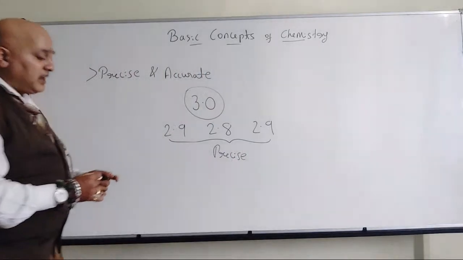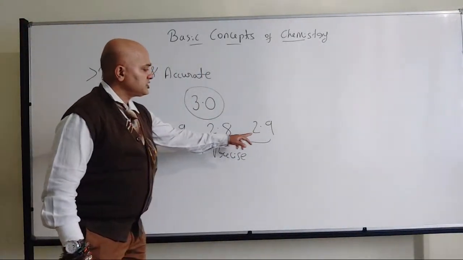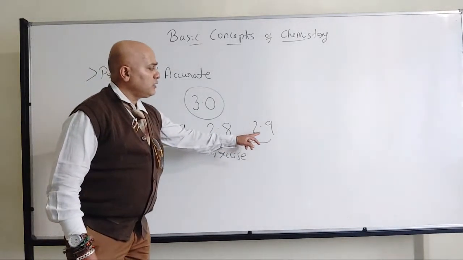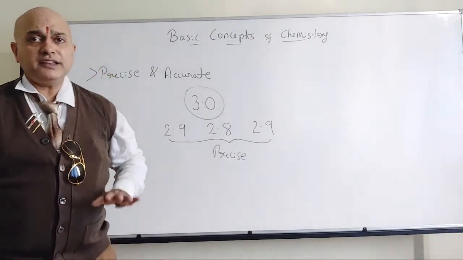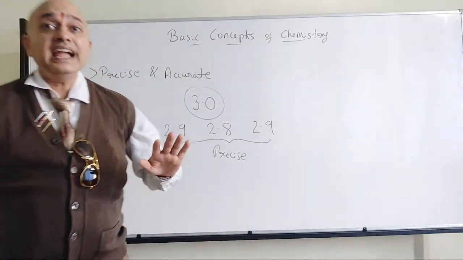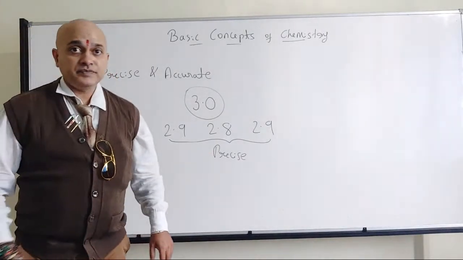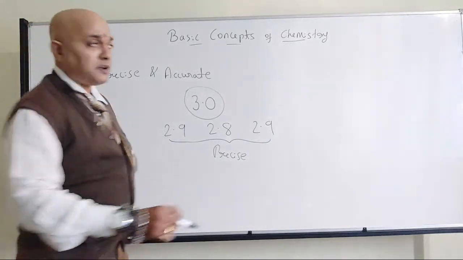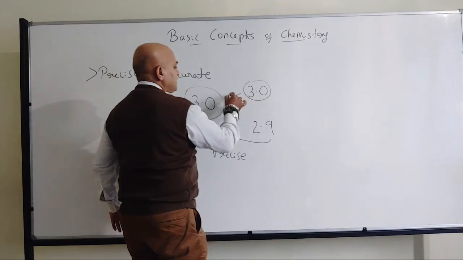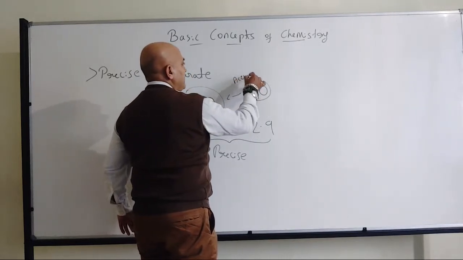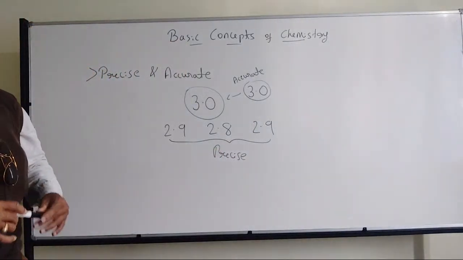These values are precise values because they are very close to each other, and they are close to the expected value. That's where I will call them as precise value. If I am doing an experiment, if I have got the value as 3, now this one I will call it as accurate value.